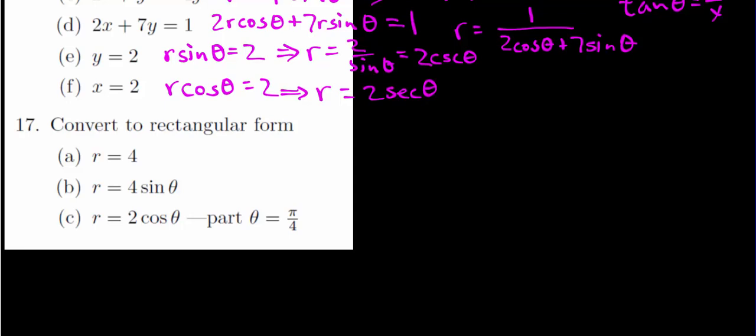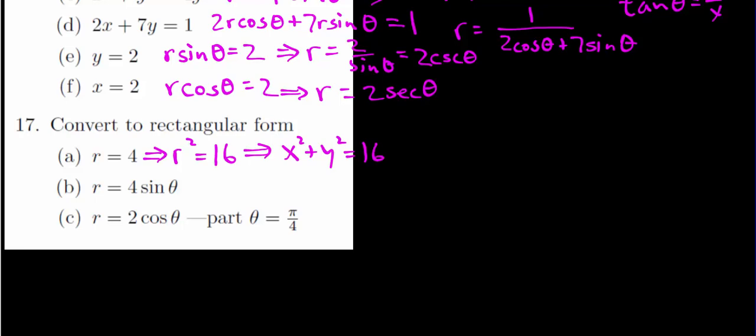I could square both sides. And if I square both sides, look what I get. I get r squared equals 16. Ah, now I can substitute in. So I got x squared plus y squared equals 16. And that's a circle of radius 4.